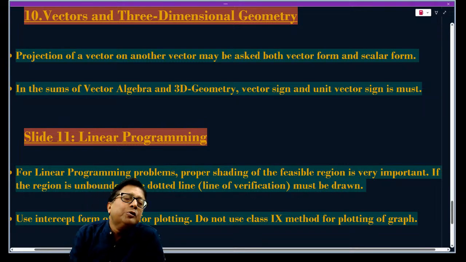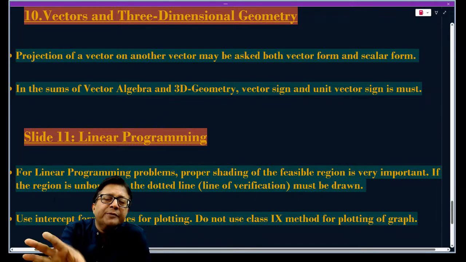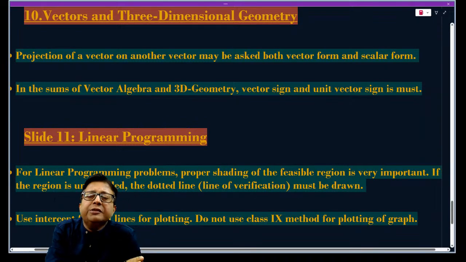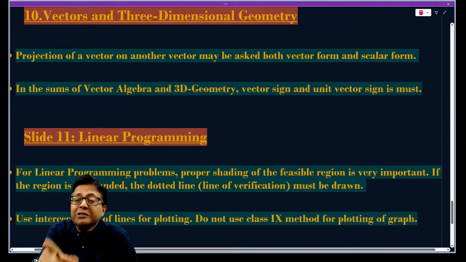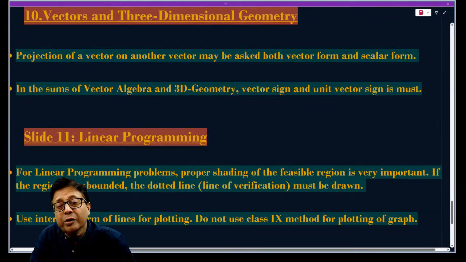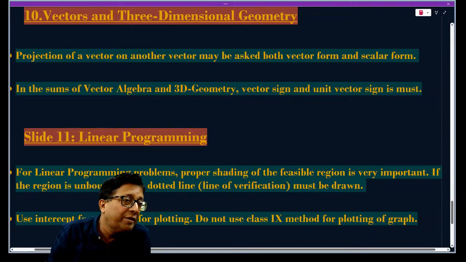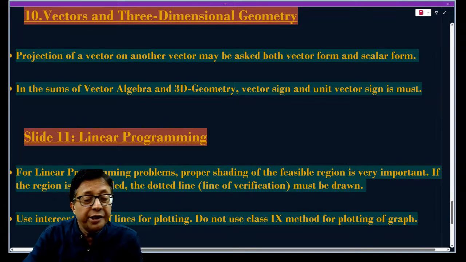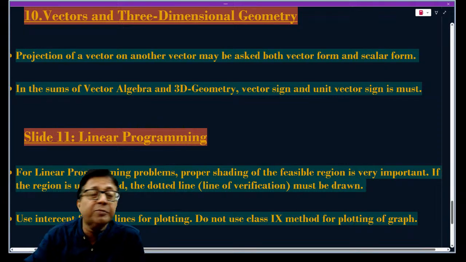Linear programming, you do it by isoprofit, isocost method, or by corner point solution, there is no issue. Whatever is suitable for you, you do it. But proper setting of the feasible region is very important. If the region is unbounded, a dotted line must be drawn. Use intercept form lines for plotting. Do not use the class 9 method for plotting of graph.